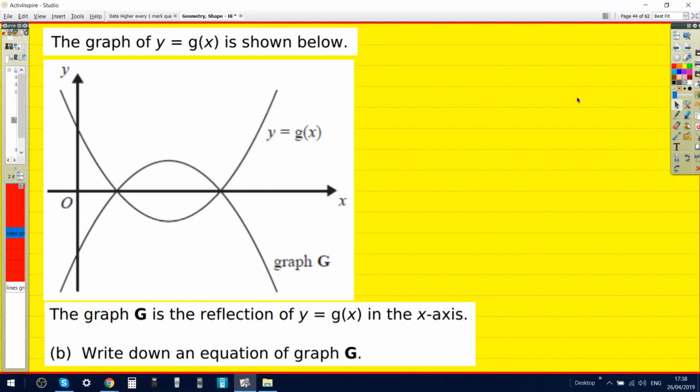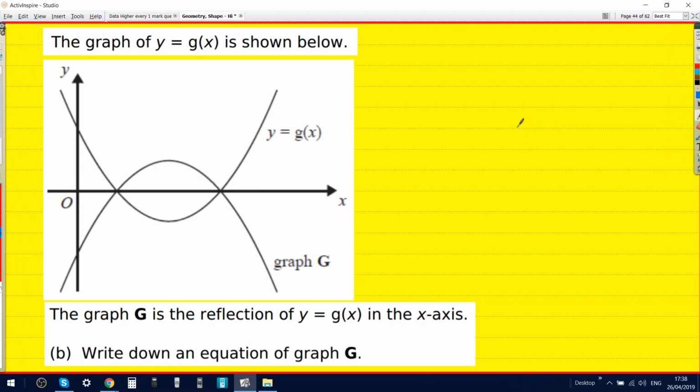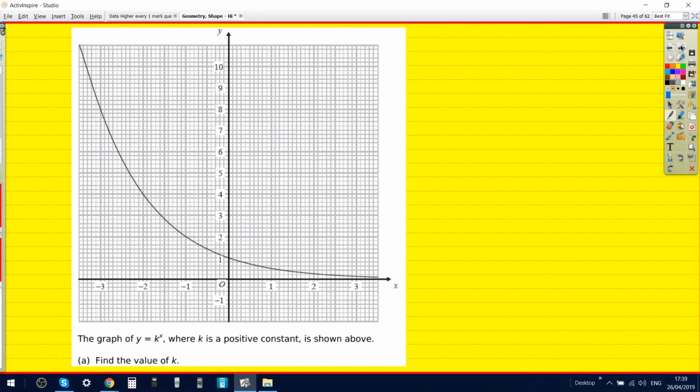Okay, let's try this. So G is just G equals -y. No. So what happens to y equals the g of x? I guess inverted. And how do you show that? -g(x). Yes, that's it.